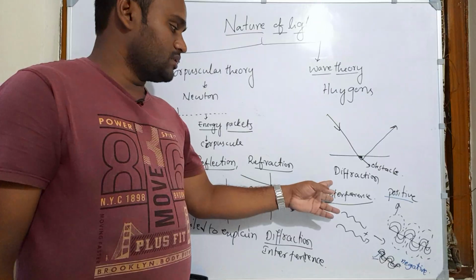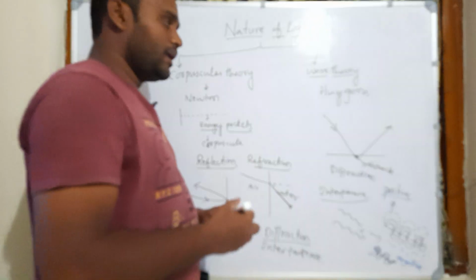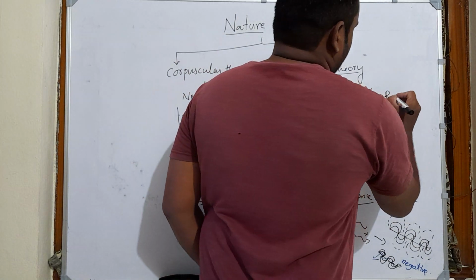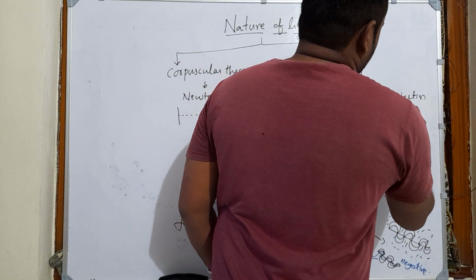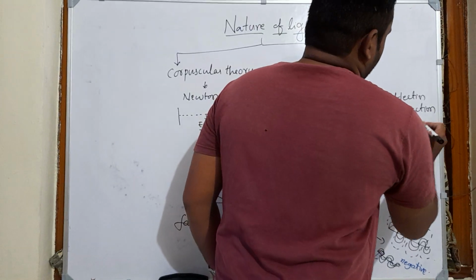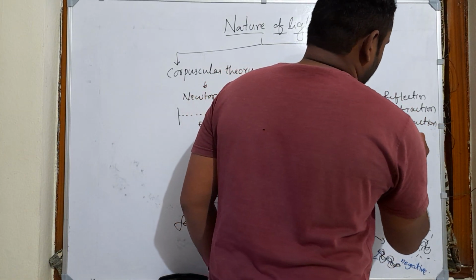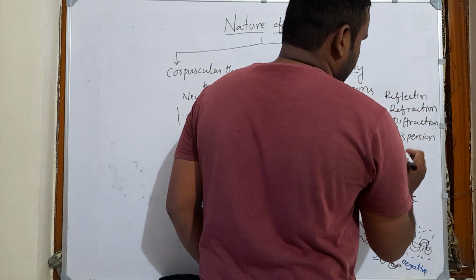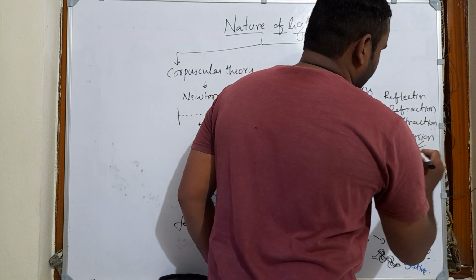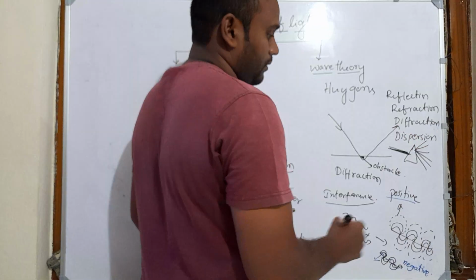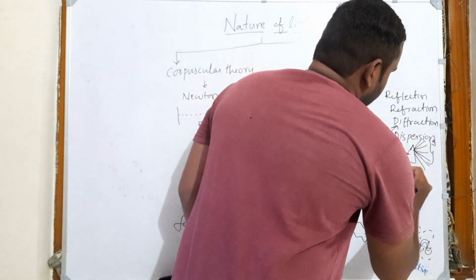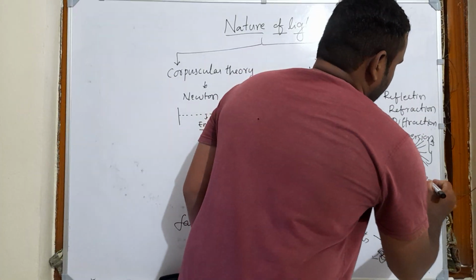These phenomena are successfully explained using the wave theory of light. It can also explain reflection, refraction, diffraction, and also dispersion. Dispersion means when you pass a white light through a prism, it is going to divide into 7 colors. This phenomenon is called dispersion. It also explains the interference.